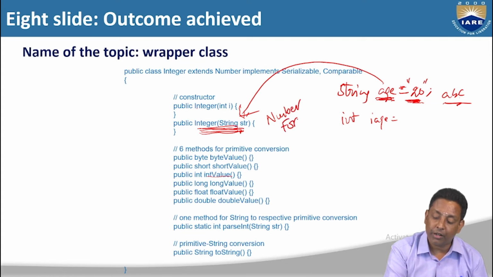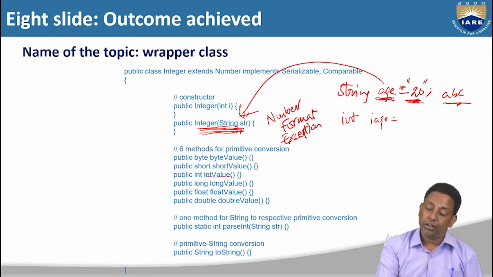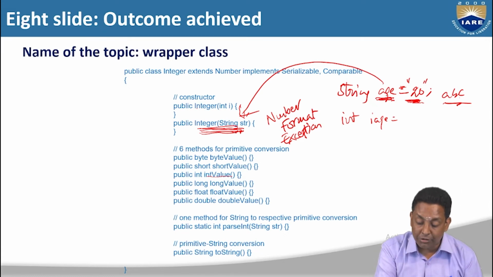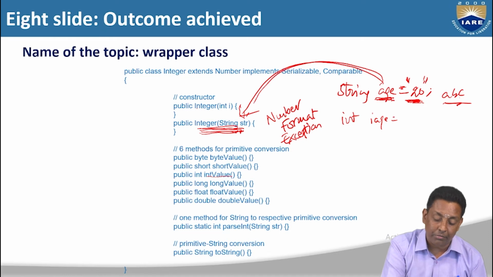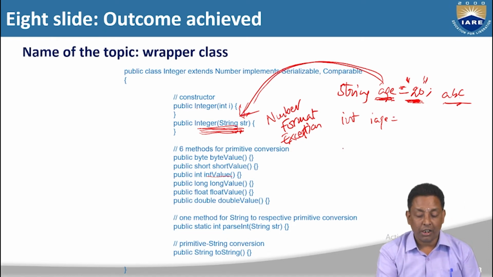Number format exception. And if the integer class constructor accepts a string as a parameter, it doesn't mean that you can store any string value into the integer class constructor. Make sure that the string has only an integer value wrapped up as a string. Such a string variable can be wrapped into the integer class constructor, so that one integer object will be created.